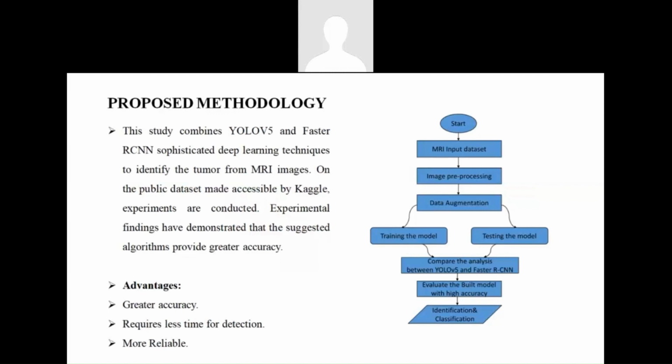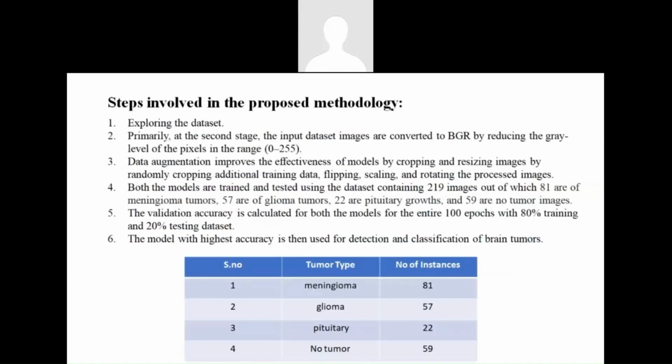We can see these images were taken from the Kaggle website. So we achieved some accuracy better than the existing accuracy, and also we require less time compared to previous algorithms or previous methodologies. So we can see here we explore the data set and we can remove the null values.